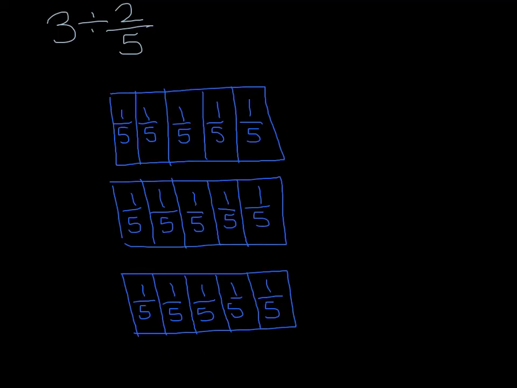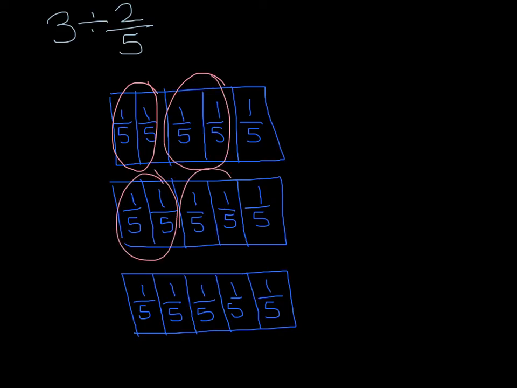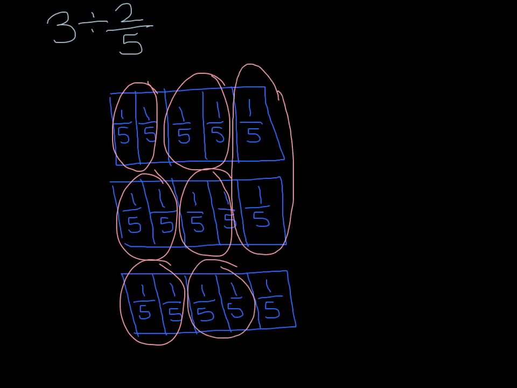Okay, so as you can see, I drew out 3 wholes, and I split them into fifths. Okay, and then now I'm going to circle groups of 2/5. So here's 2/5, 2/5, 2/5, 2/5, 2/5, 2/5, and then I have a couple more right here. That's 2/5. Okay, so in total, I created 1, 2, 3, 4, 5, 6, 7 groups of 2/5. So I'm going to write that as my answer, 7.